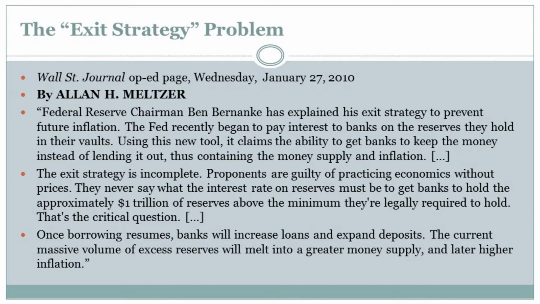How are you going to get the reserves back out of the system? Well, what Bernanke said was, if banks start becoming more eager to lend, and so the money supply starts to balloon, we'll pay them more not to lend. We'll raise the interest rate on reserves. And Meltzer says, well, you're leaving something out. How far are you going to raise the interest rate on reserves? If you raise it far enough, the Fed starts to lose money. How's that going to work?